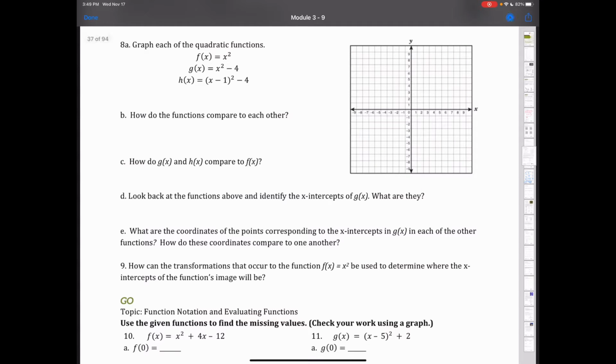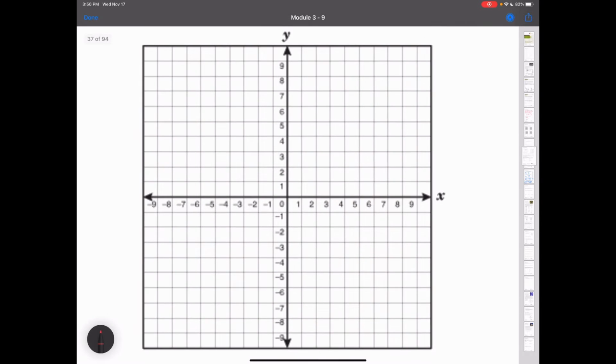All right, questions 8 and 9 on 3.5. So it says first thing we need to do is graph the functions where we've got x squared, minus 4, and x minus 1 quantity squared minus 4. So let's go ahead and just graph those.